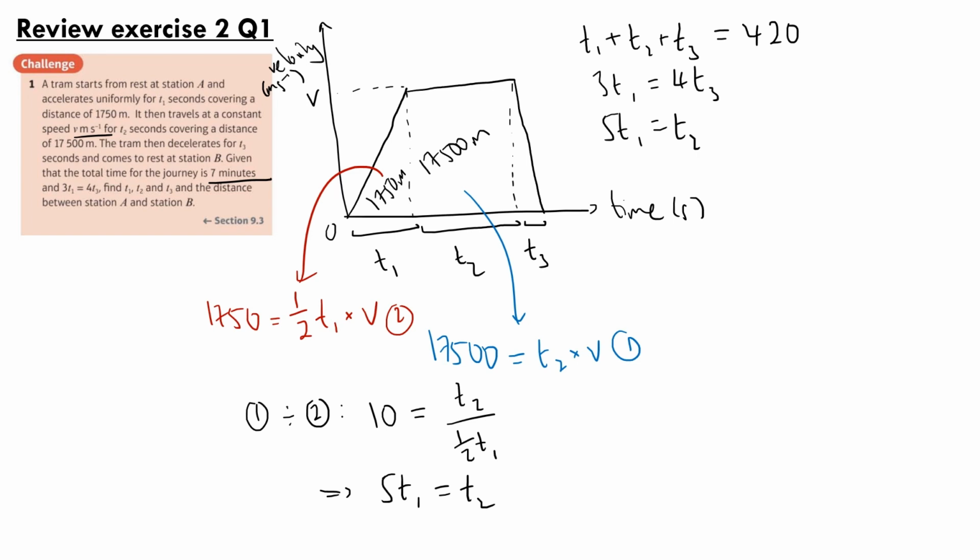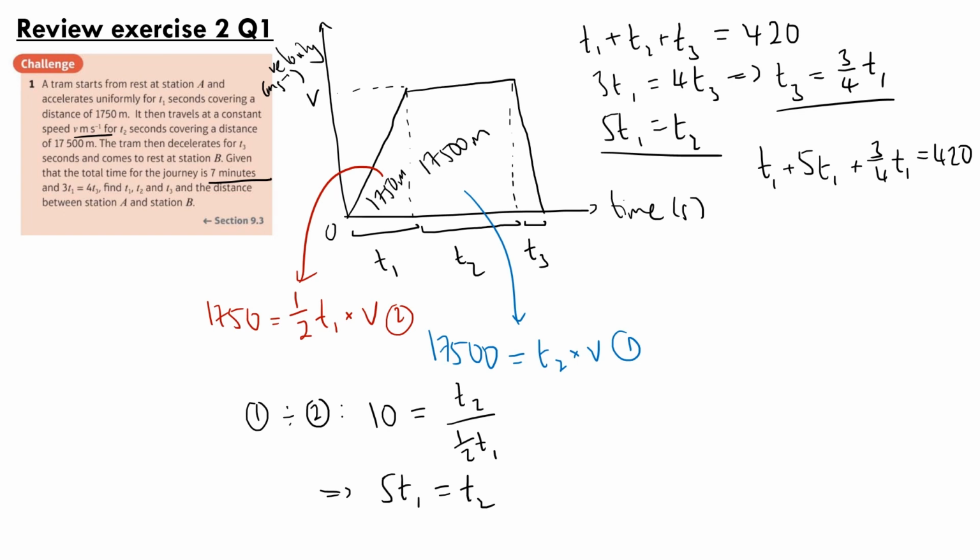So I think the easiest way to solve these 3 simultaneous equations here is to rearrange this to get t3 in terms of t1, so that would be 3/4 t1. So we can substitute this equation here and this equation here into our top one, so we get an equation in just t1. So we have that t1 plus 5t1 plus 3/4 t1 is equal to 420. And collecting the terms on the left hand side, we will have 27 over 4 t1 is equal to 420, and so t1 is equal to 420 times 4 over 27, and that gives us 560 over 9.